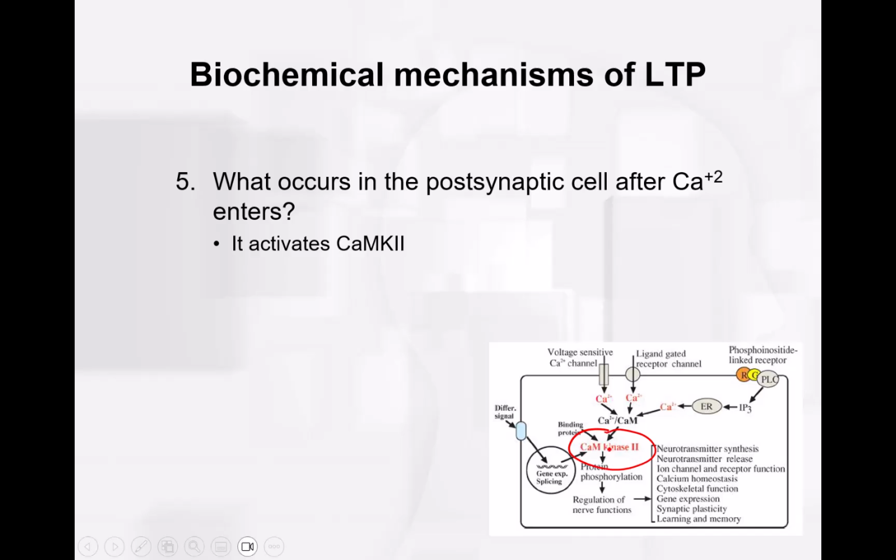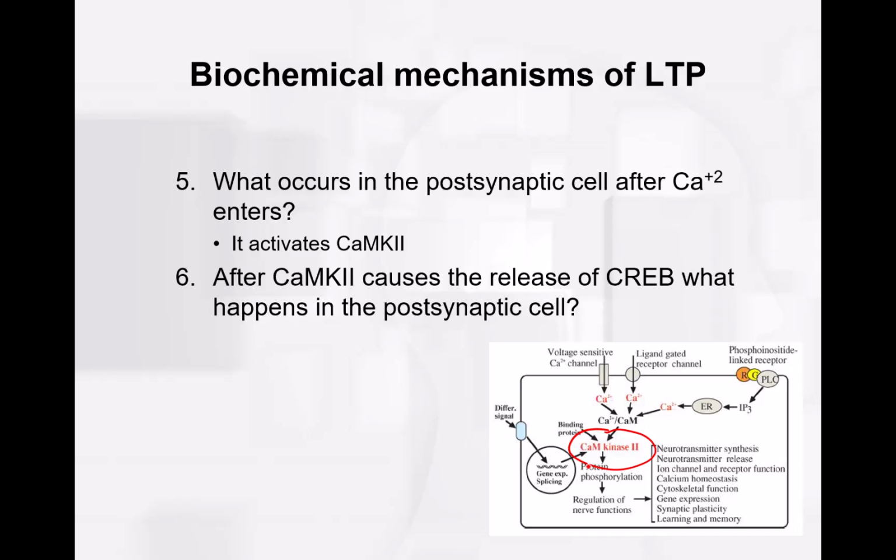And it's going to activate that enzyme, and it's going to cause a whole bunch of downstream events that we're really not going to go into just because this is, again, an introduction to a psychobiology class. But ultimately, CAMK2 is going to cause a release of CREB. And after this CREB is released, it's going to cause a whole bunch of long-term effects in the postsynaptic cell.